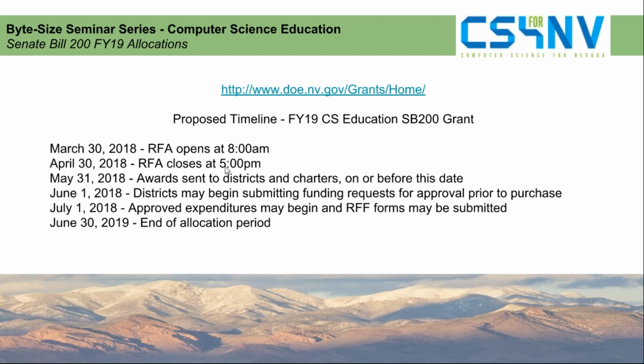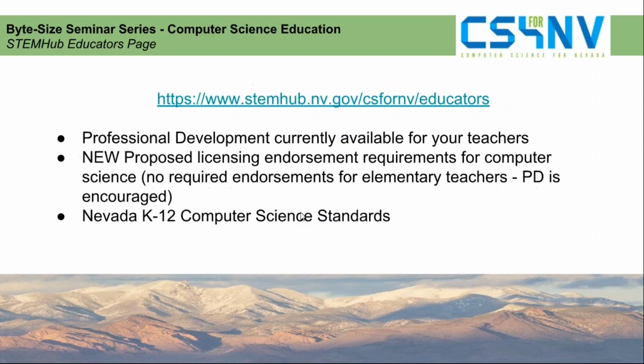The request for applications opens March 30th. It ends the end of this month, so we're coming down to a close here. You can see the rest of those dates. Approved expenditures should be ready for July 1st, and then they have until June 30th to spend those funds. All right, so again, on the educator page of STEM Hub, I already went through these things.